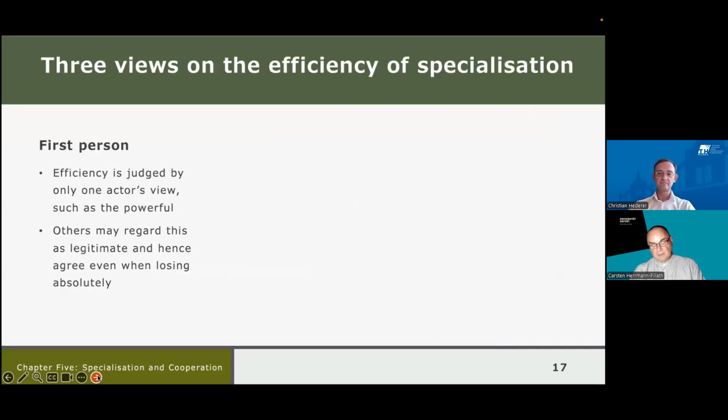How then can we evaluate the efficiency of cooperation? Here, the distinction between the three views, which we have introduced in Chapter 2, is key. In the first-person view, the benchmark is a subjective benefit for one single individual or group. This may be to the detriment of other individuals or groups. But those may adopt the perspective where they subjectively benefit as well, such as in the case of identifying with a godlike king.